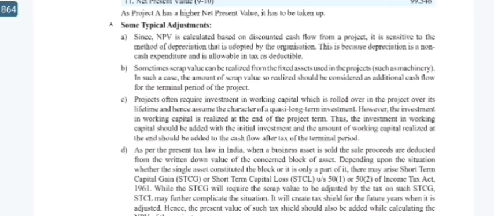Point A they have given, it is sensitive to the method of depreciation that is adopted by the organization, because it affects the NPV we are calculating. Sometimes scrap value can be realized from the fixed asset used in the project. In such case, the amount of scrap value so realized should be considered as additional cash flow.